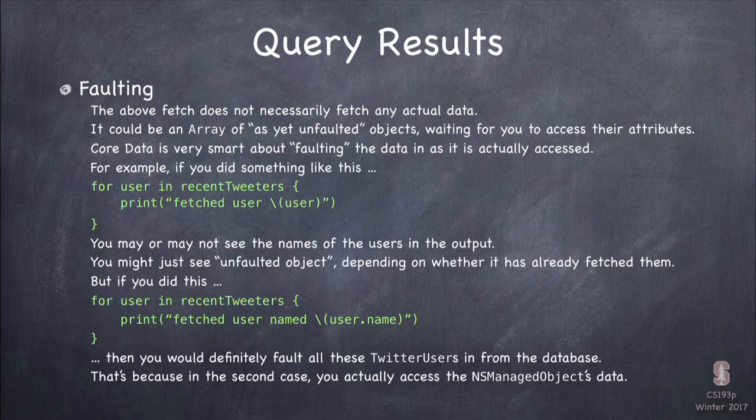But I just don't want you to be surprised when you go in the debugger and you're like, oh, I printed out this Twitter user and there's no name, there's no screen name. What's going on? Well, it hasn't faulted it in. In fact, in the debugger, you could say print user.name, and it would fault it in. Okay, and give it to you.